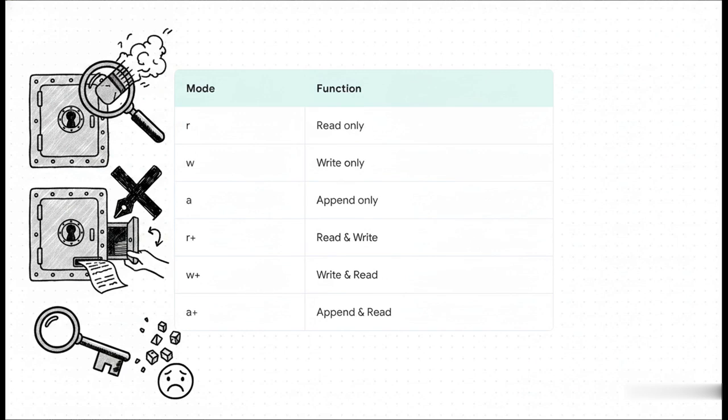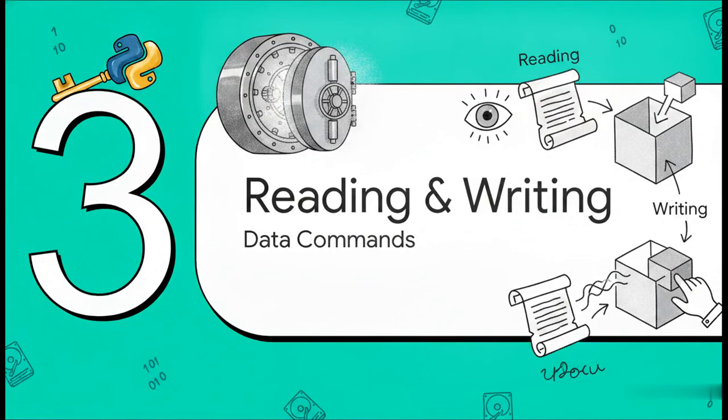Then we have a for append. This is like sliding new data under the door without destroying what's already inside. And finally, those plus sign variants, they give you dual access, so you get read and write, and append and read. Just keep in mind, picking the wrong mode here is a super easy way to accidentally delete your data.